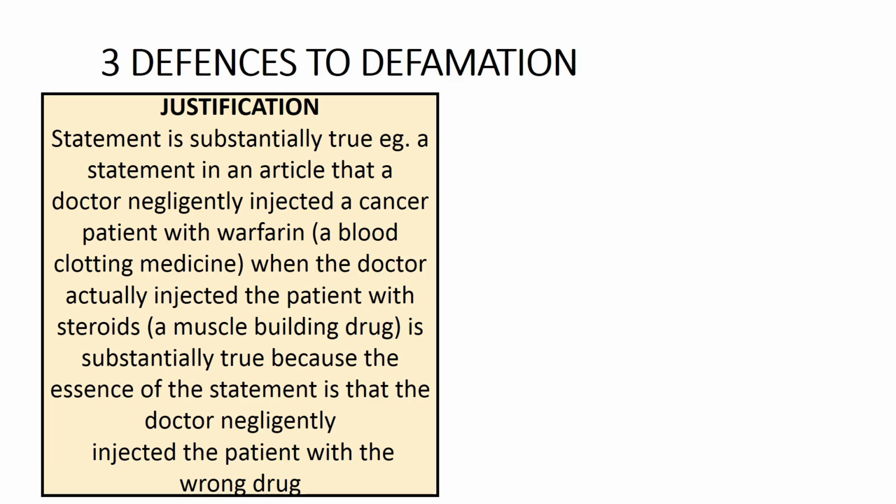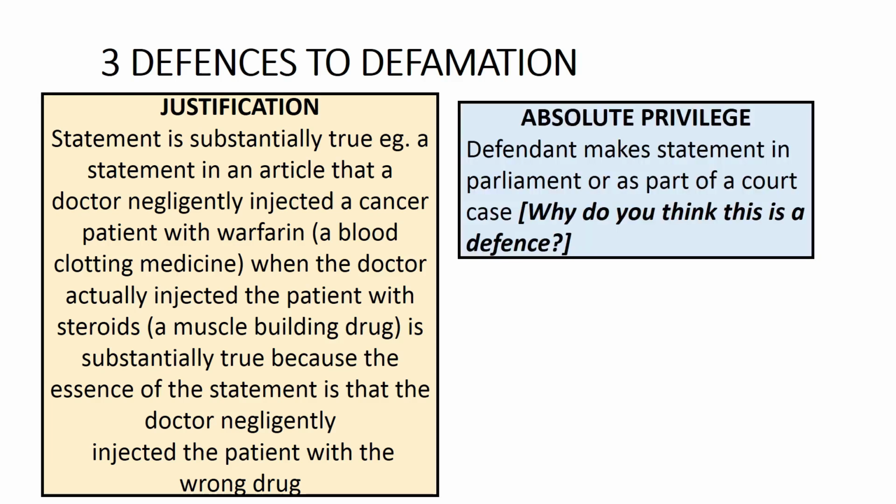The second defence to defamation is absolute privilege. Absolute privilege is a defence to defamation in two situations. First, it's a defence if the defendant makes the defamatory statement in Parliament, that is, where the defendant is a Member of Parliament and makes the defamatory statement during the course of a debate in Parliament. If the defendant is a Member of Parliament but makes the defamatory statement other than in the course of parliamentary proceedings, for example when the defendant is speaking to the media, then the defence does not apply.